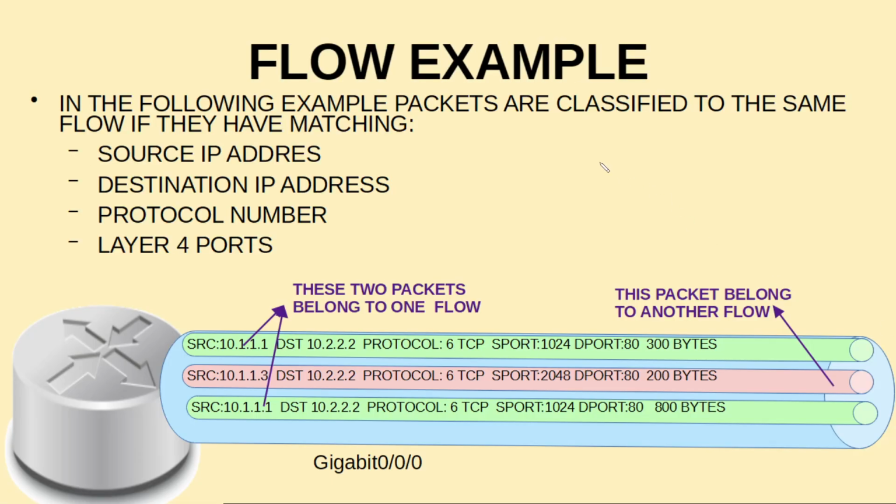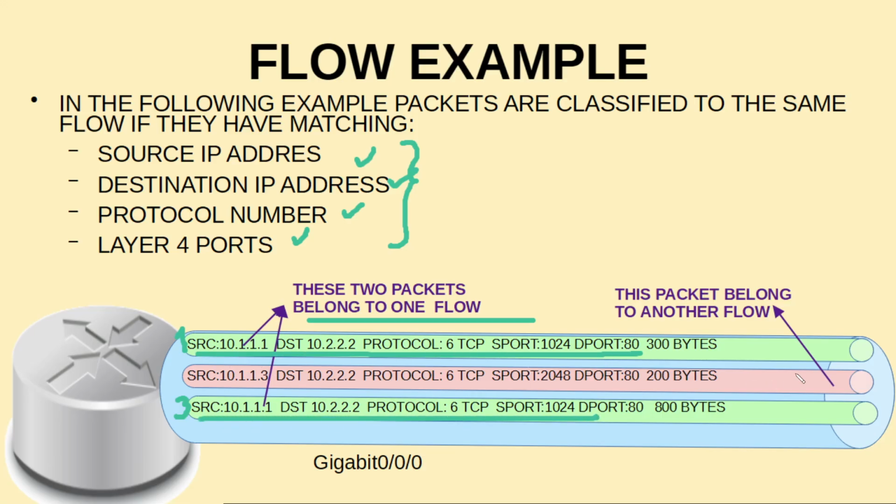Let's place an example. Let's say that the common parameters in order to identify one flow are going to be source IP address, destination IP address, protocol number, and port numbers. By that rule, packets 1 and 3 in this example will belong to one flow because they share the same parameters. In this example, packet number 2 will belong to a different flow.